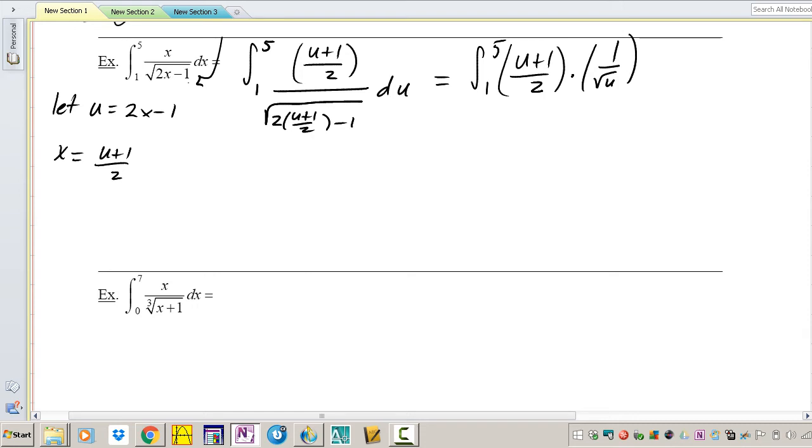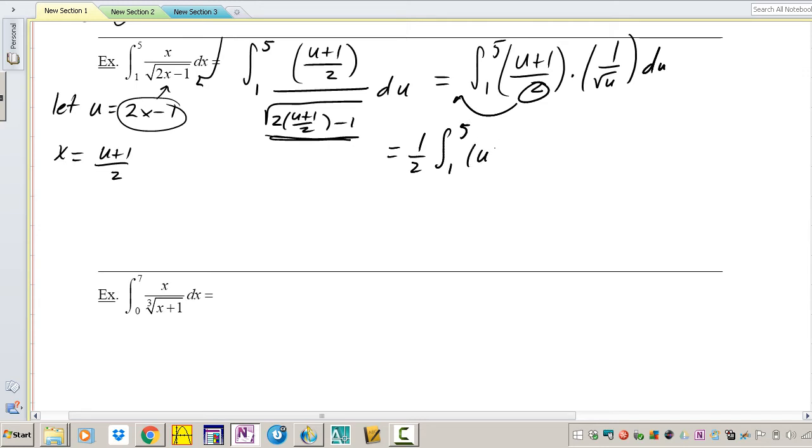Now, you guys probably already think, okay, well, sir, why did we do all this work inside here when 2x minus 1 is already u, and this is u? Well, you guys know the way I am. I like to make things complicated. So, let's continue. The 1/2 can go up here on the outside of the integral. 1/2 integral from 1 to 5 of (u plus 1) times u to the negative 1/2.